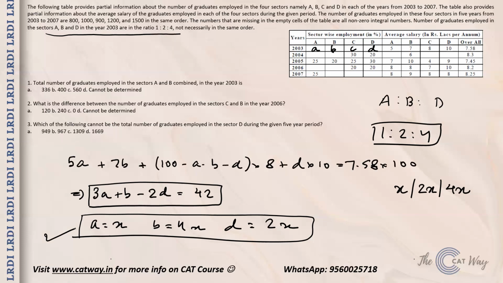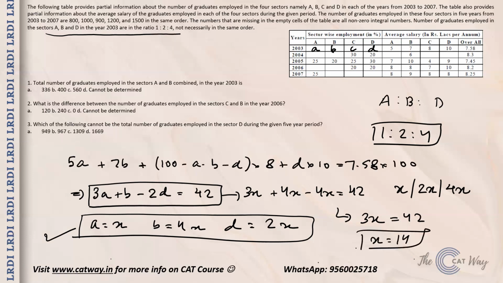Now, because only these values are going to satisfy the criteria, we're going to put it in. So what you get is 3X plus 4X, 7X minus 4X is equal to 42. So basically we get 3X is equal to 42, and from there we get the value of X as 14. Now if the value of X is 14, that means the value of A is 14 and the value of B was 4X, so it will be 56.